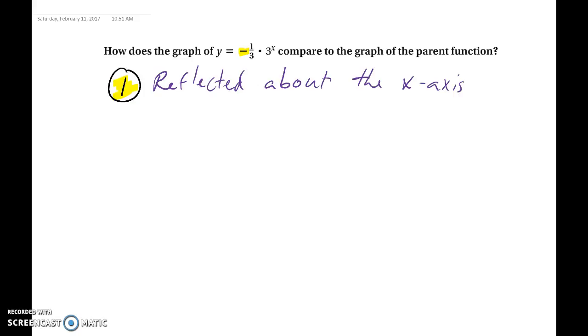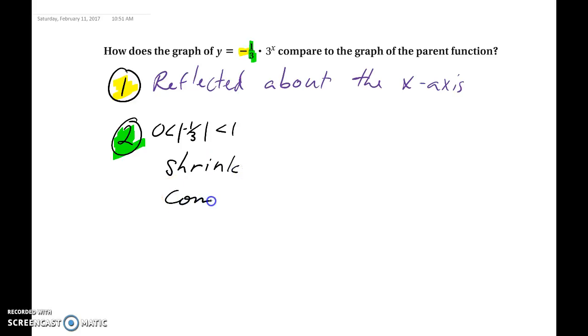This 1/3 is the a, the absolute value of a. So next we'll look at our second one that we're going to compare, which we'll highlight in green so you know that we're comparing that number. This is telling us whether or not we're stretching or compressing. And since the absolute value of negative 1/3 is greater than 0 and less than 1, this is telling us that it is going to be a shrink or a compression. Nothing is being added or subtracted in this problem at all, so there are no vertical or horizontal shifts.